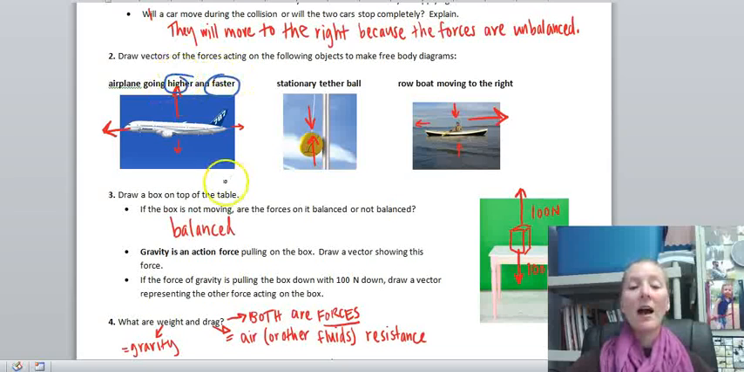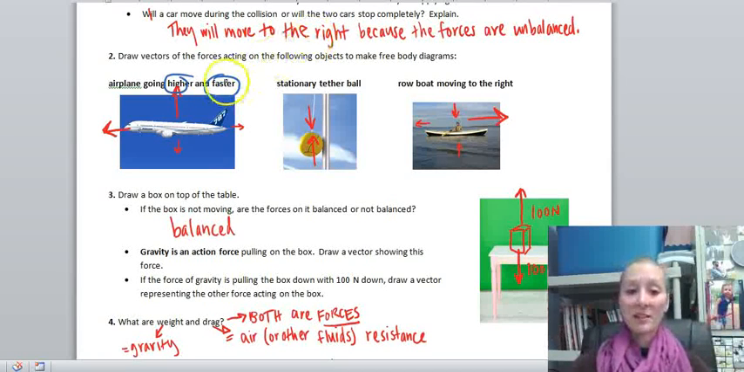All right, so if it's going higher, well, gravity is always acting on the plane. We can see it by drawing this little arrow down here. Well, if it's going higher, then its lift has to be a stronger force than the gravity. So that vector is going to be bigger to show it's an unbalanced force causing a change in motion.